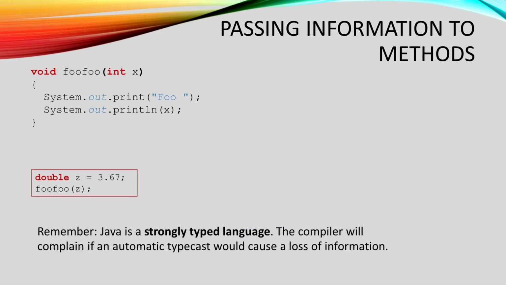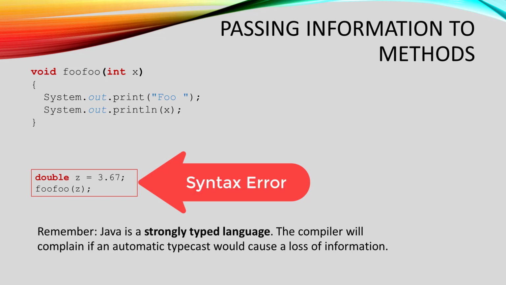If we try to pass an argument whose type doesn't match the type of the parameter, the compiler will give us a syntax error if it can't make the conversion. In this case, we tried to pass a double into an int. Since that conversion could cause the loss of information, the compiler won't do it and will complain.